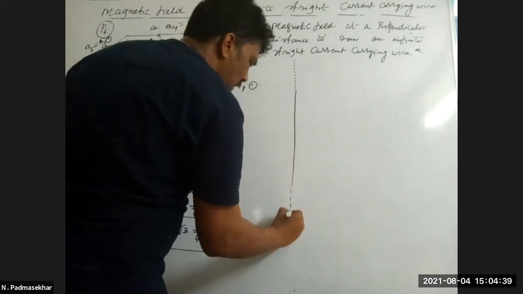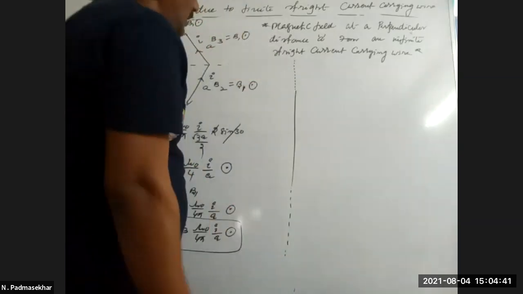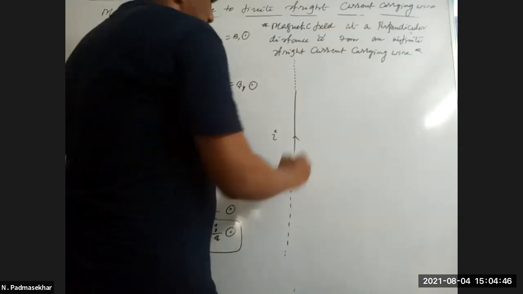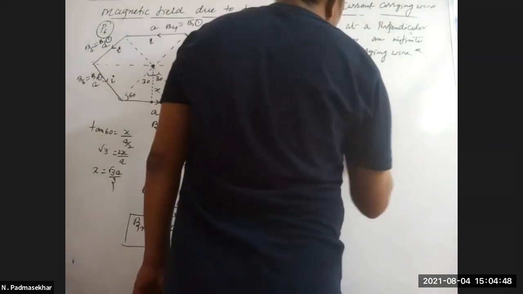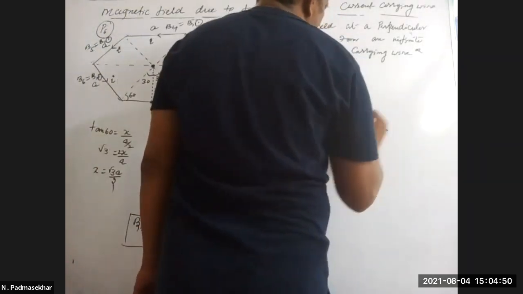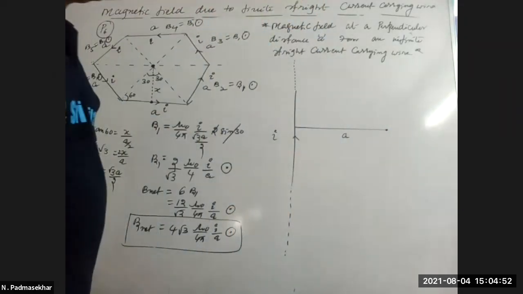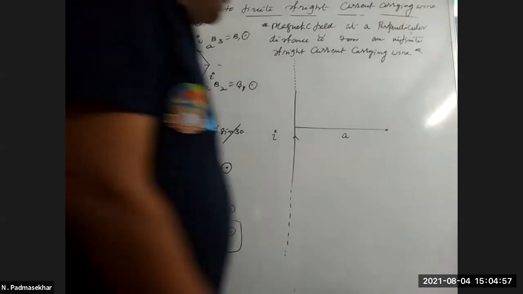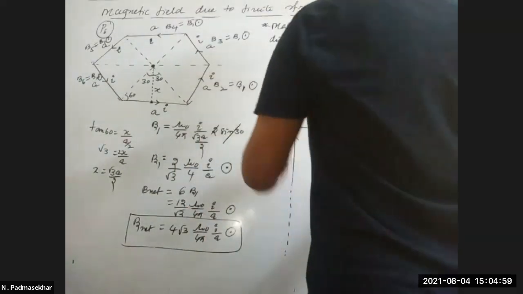Infinite, so both ends are infinite. It is not finite, but it is a current carrying wire with current I. So what is the magnetic field at a perpendicular distance A at this point due to this infinite straight current carrying wire?